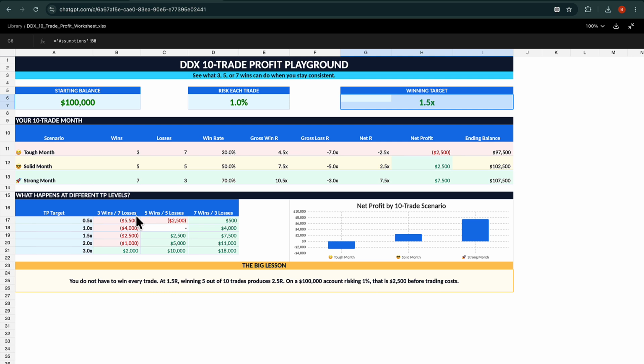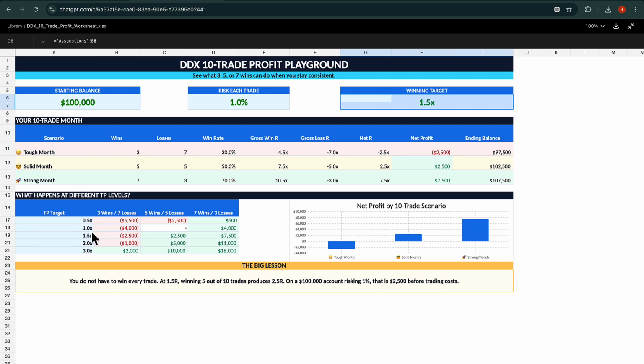Now we're going to do a scenario of you winning 5 and losing 5. Now you're negative $2,500 because you won 5 and lost 5. But remember, you're going for half the profit. But then let's say you won 7 trades and lost 3. That's $500 you would have made. And this one is more unlikely to happen versus these two, but these two can happen only because it's 0.5 and it's very close. Then we have the 1.0.